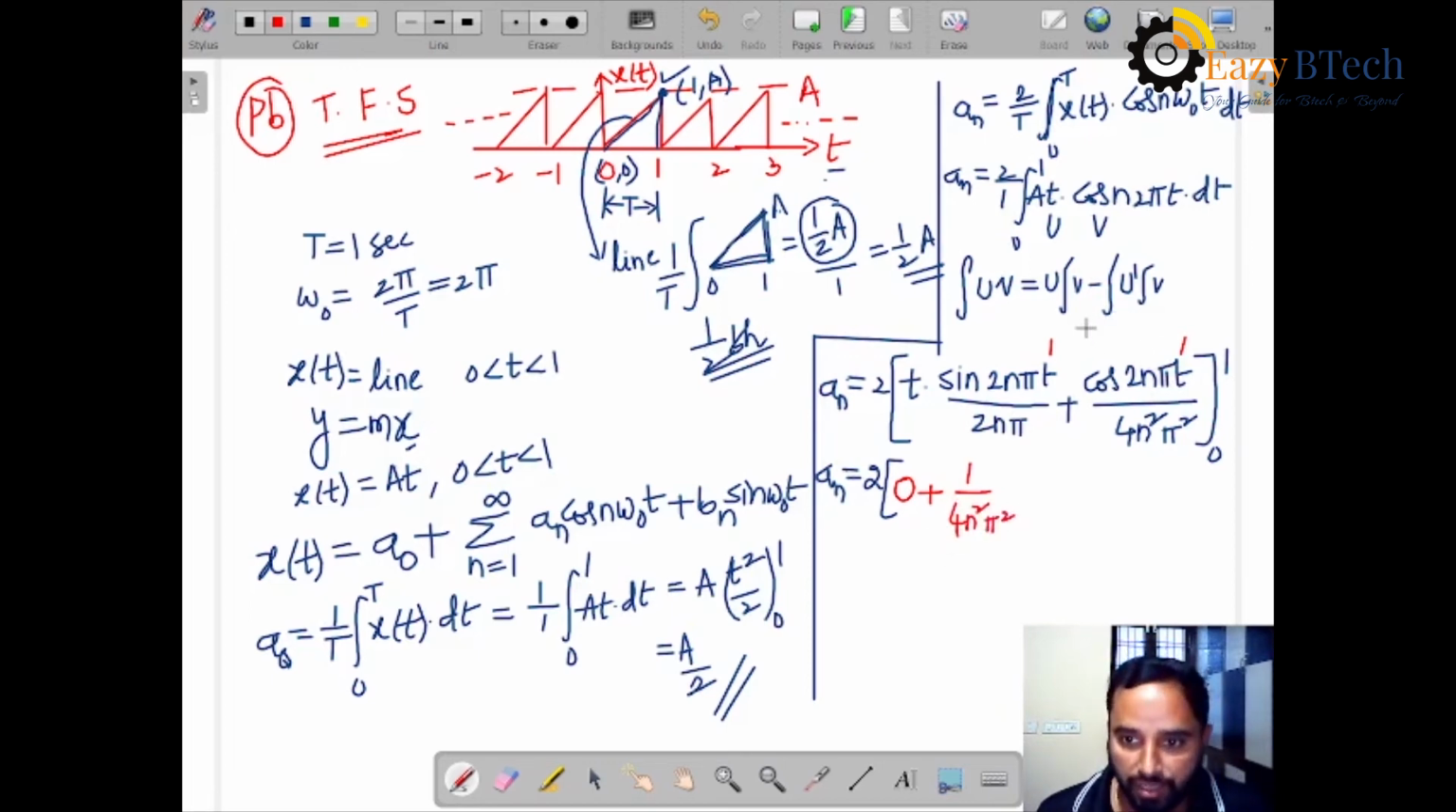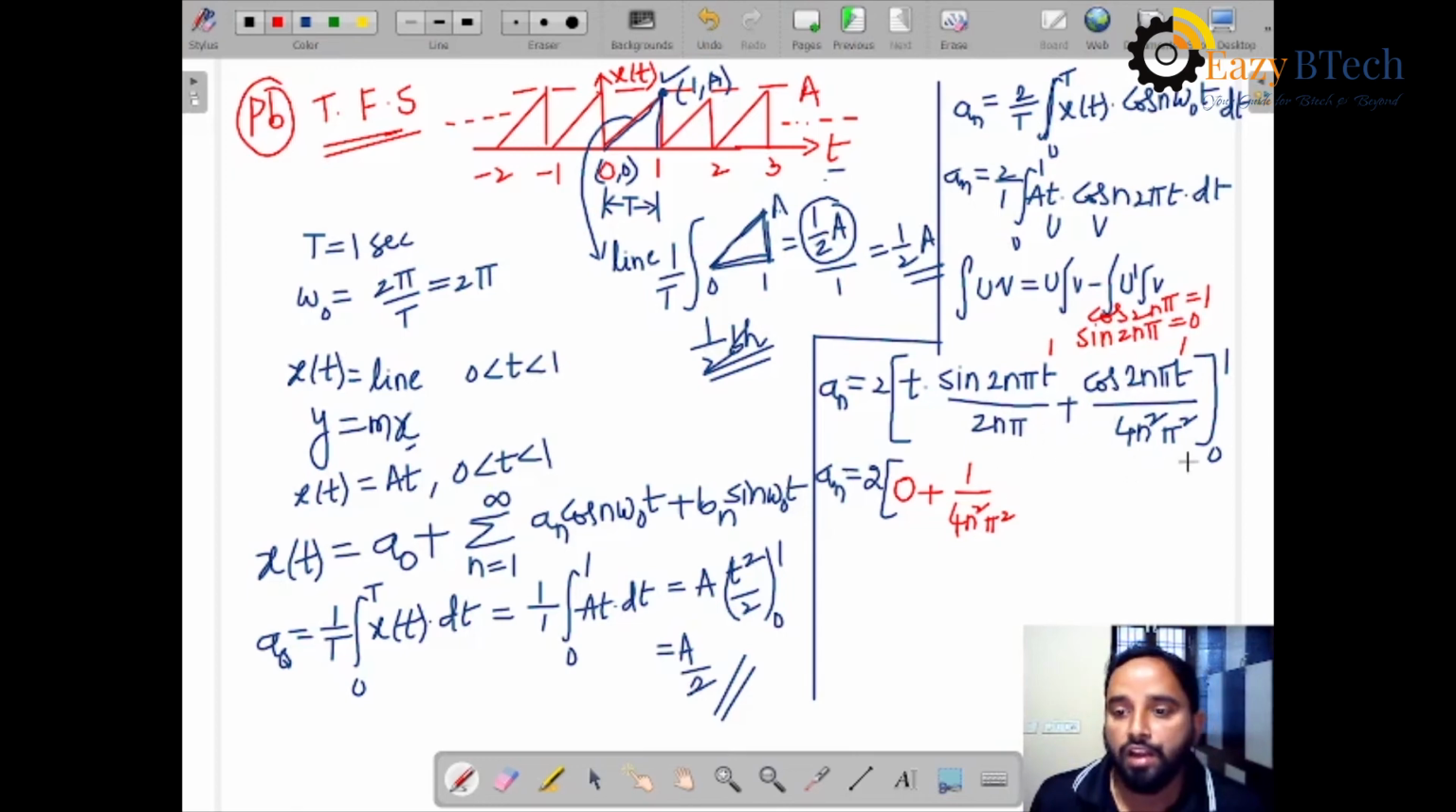So I am writing here sine 2n pi is 0, cos 2n pi is 1, always 1. If you take n value 1, 2, 3 and so on, we get 2 pi, 4 pi, 6 pi, cos value 1.